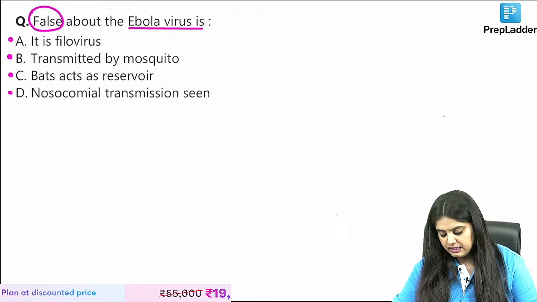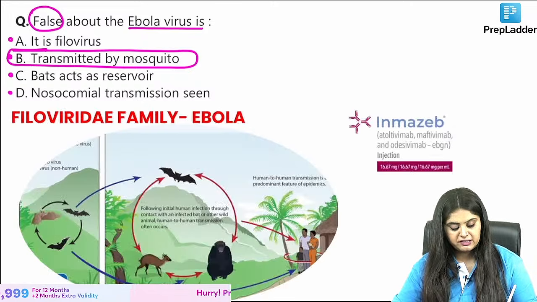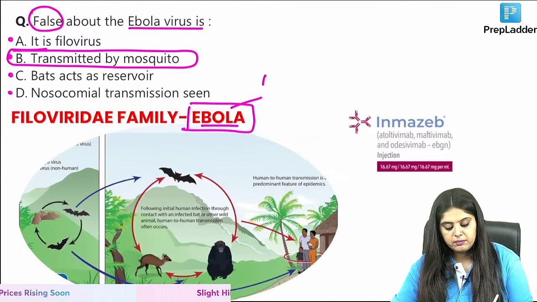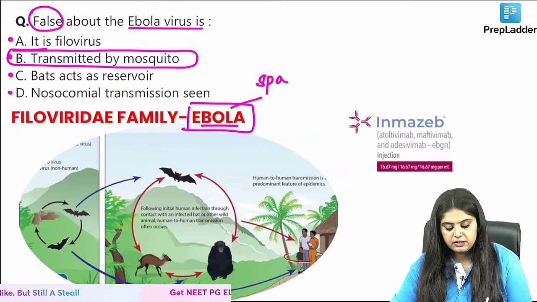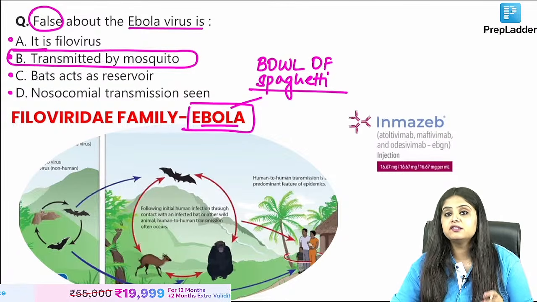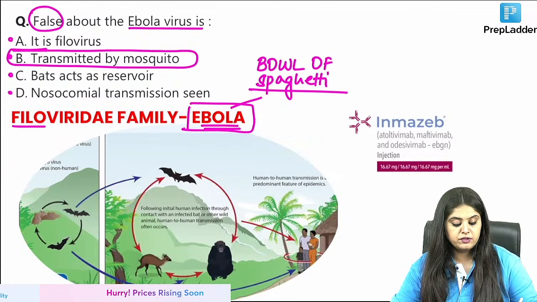ओके यू आर सेइंग बी लग रहा है मैम, इट इज ट्रांसमिटेड बाय मस्कीटो. हाँ ठीक है, मुझे भी ऐसा ही लग रहा है. When I look at Ebola virus, firstly Ebola का shape अगर पूछा जाएगा, I have learned it as bowl of spaghetti, which someone had written in the comments also right now, which is right. It is learned, examiner will not write bowl of spaghetti, examiner will write spaghetti shaped. Okay, so you need to remember, अच्छा bowl of spaghetti is Ebola, belongs to which family?